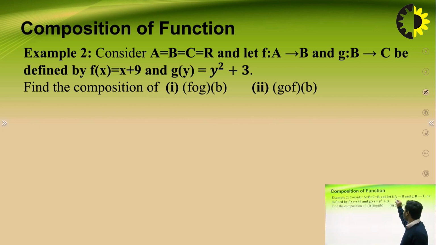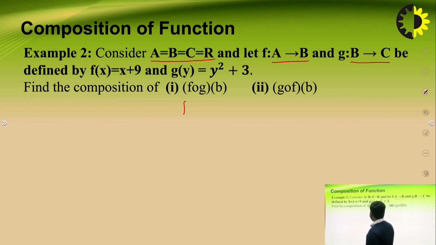Now let function f be from A to B, and function g from B to C, defined by f(x) equals x plus 9 and g(y) equals y square plus 3. Now I am writing how to solve and find the composition FOG of B and GOF of B. Here the value of B is not given, but from the statement I can understand that these are all equal. So first I write f of x, which is x plus 9. Now g of y is y square plus 3.